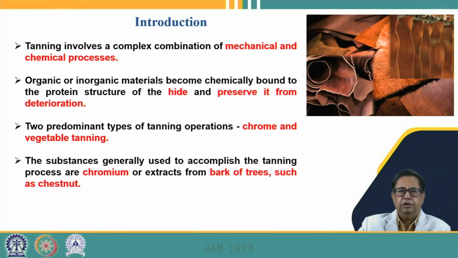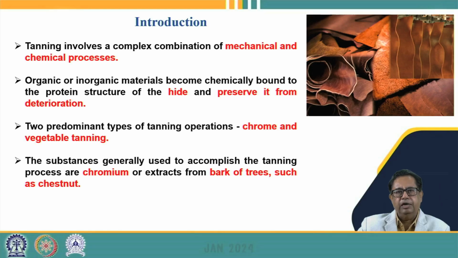So the tanning process involves a number of combinations of mechanical as well as chemical processes. For example, we can add a number of chemicals so that we can preserve, cure, and make the leather soft, and we also involve mechanical processes. For example, we have to have a uniform thickness of the leather, so for that some mechanical processes may be used. Similarly, we can use a number of chemicals. For example, we can use lime, sulfides, a number of salts, as well as acids, and a number of enzymes are also used during the tanning process, which we will be discussing just now.